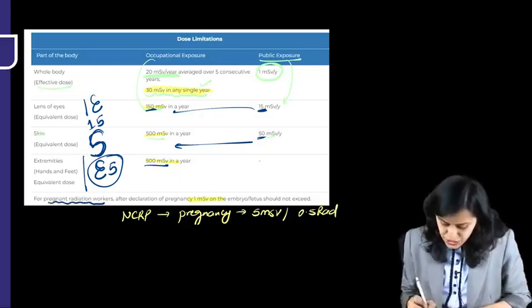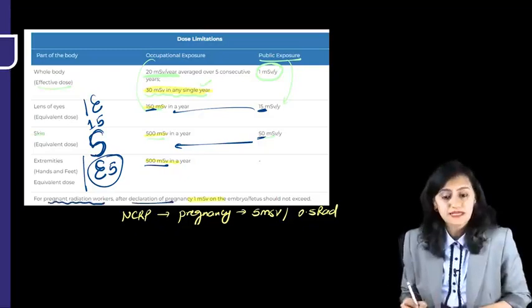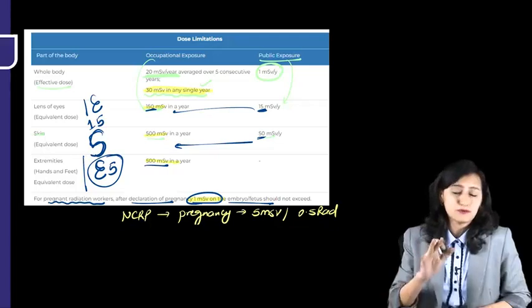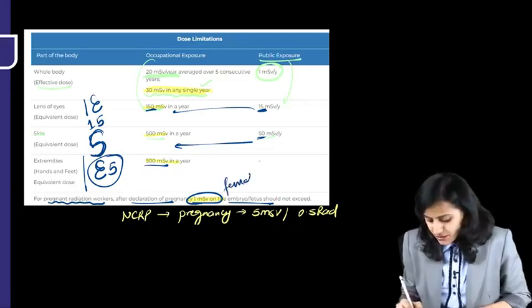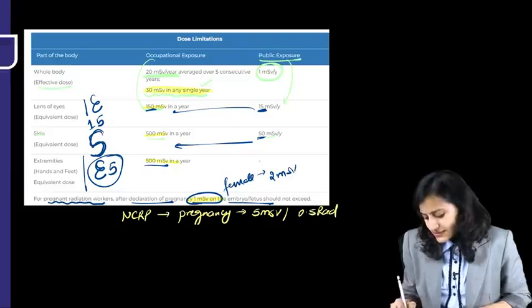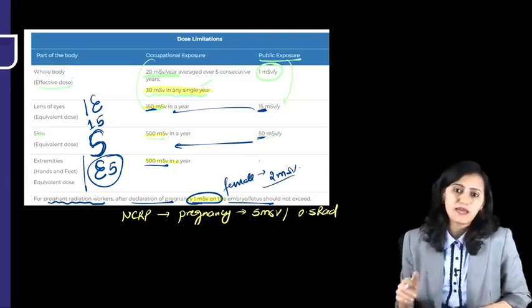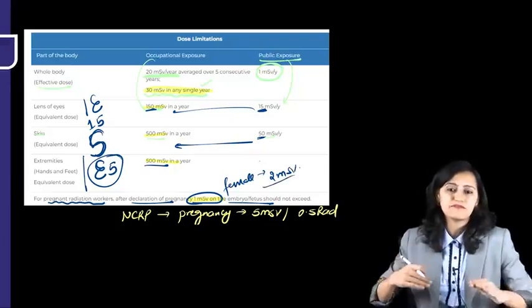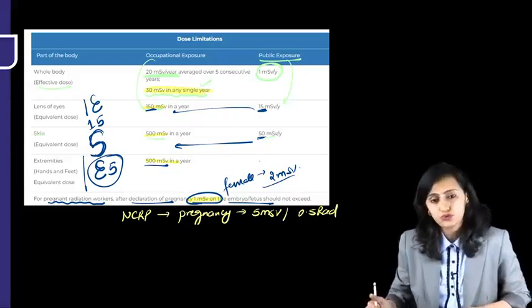For pregnant radiation workers, after declaration of pregnancy, how much dose to the embryo? The maximum is 1 millisievert for the embryo. If the question is how much dose is allowed for the pregnant female, then it is 2 millisieverts. For the embryo 1, for the pregnant female, count the female and the embryo, 1 plus 1, it is 2.